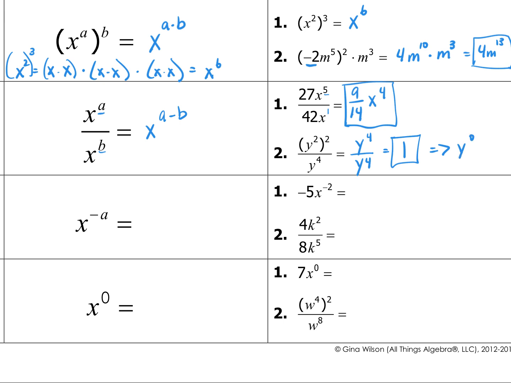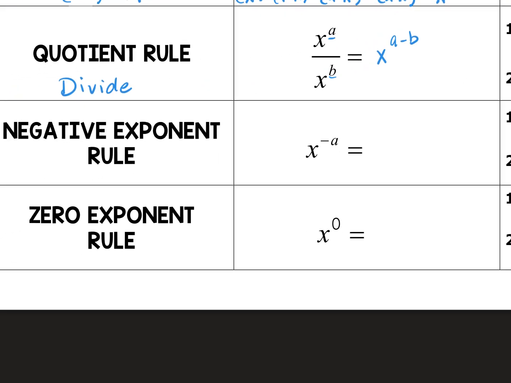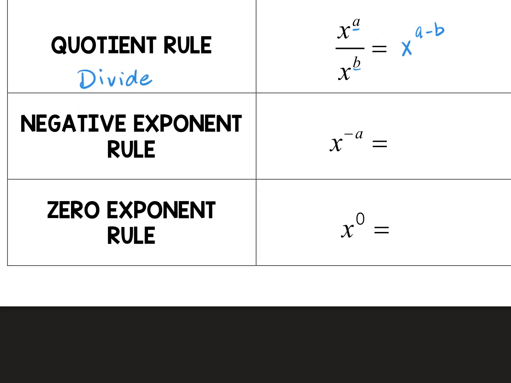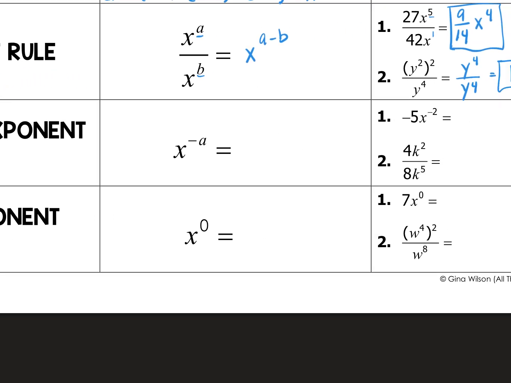All right, well, let's skip down a little bit. Do you see one that says zero exponent rule? The very last one here is our zero exponent rule. Look what happens when we have x to the 0 right here. Let me highlight x to the 0 right here. This is our exponent rule. Guess what? That equals 1.